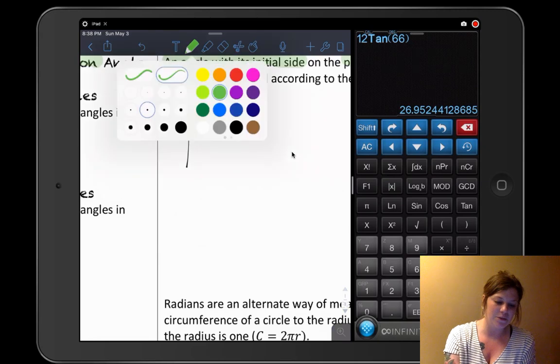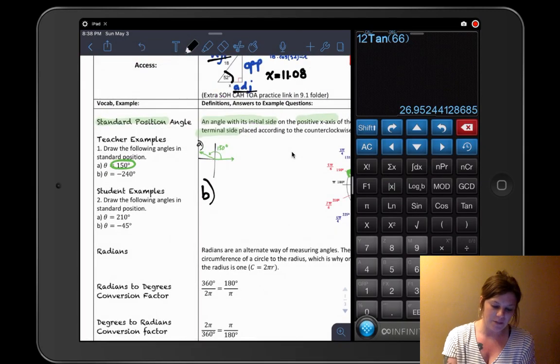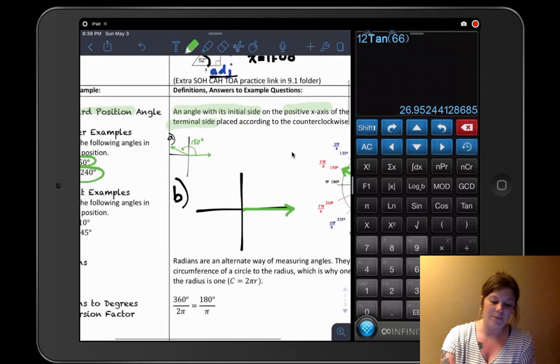Let's do part B, question B. The first step is still the same. No matter what, you draw your axes, you draw your starting side of the angle, and then we're looking at negative 240 degrees. All right, so let's look at this.